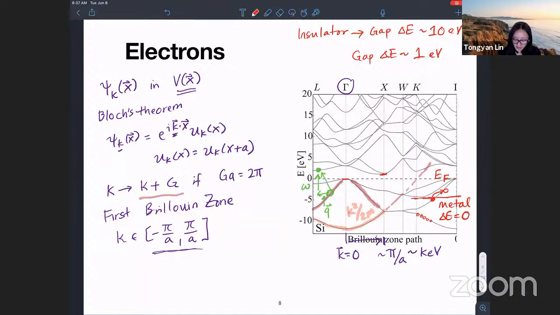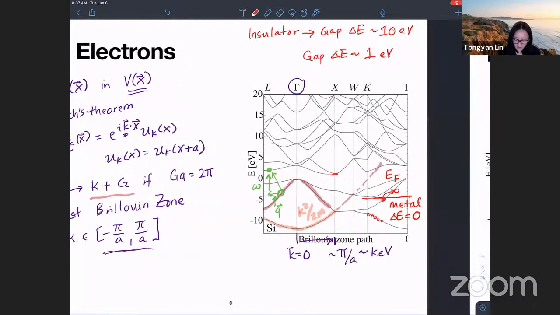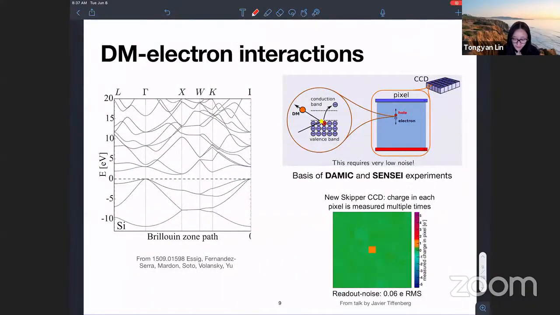But let's focus on the silicon example. And let me show you now some schematics of how the experiment might actually go. These are schematics from real experiments. As I said, what we imagine happening when dark matter comes in is we take this occupied electron and excite it to some available eigenstate.